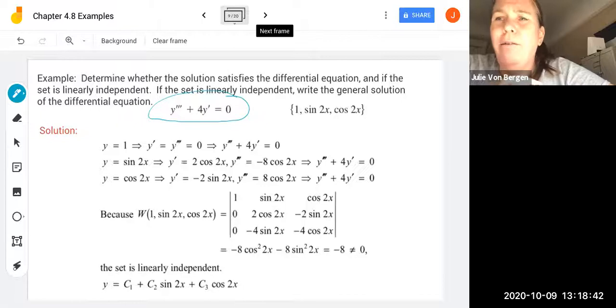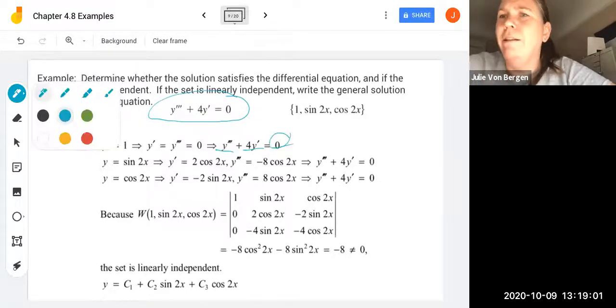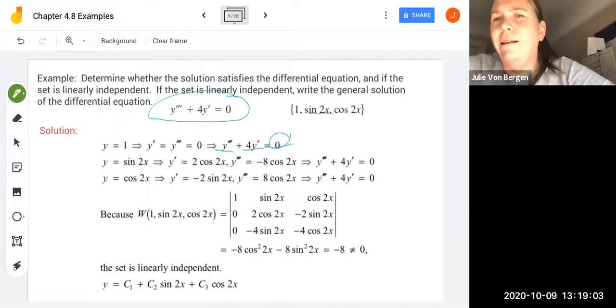1 has derivative 0 for all derivatives. So if we plug in 1 for the function, then the first derivative of 1 is 0 and the third derivative of 1 is 0. So of course that just equals 0 for the 1. Now let's check the sine of 2x. Sine is cyclical, so the first derivative of sine of 2x is 2 times cosine of 2x. The third derivative is going to be negative 8 cosine of 2x.